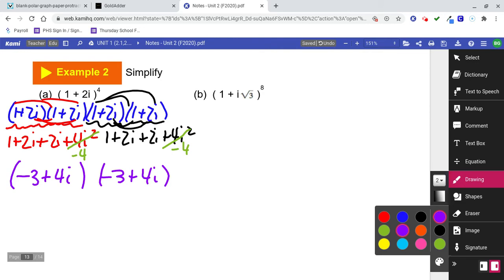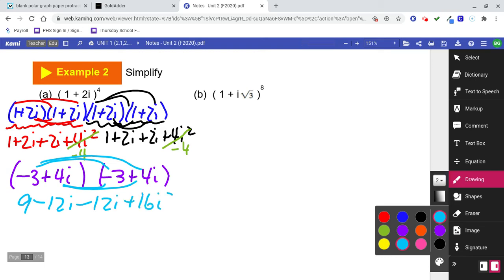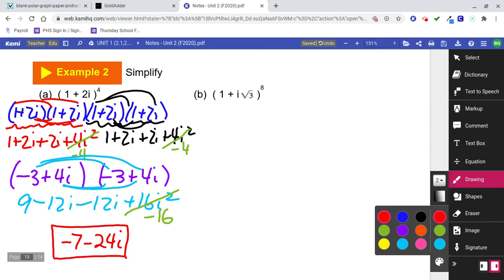So we just do the same kind of deal. Distribute, and you get 9 minus 12i. Distribute, you get minus 12i plus 16i squared. i squared is negative 1, so we know 16i squared would be minus 16. Combine the like terms. 9 minus 16 is negative 7, and negative 12i minus 12i is minus 24i. There we go.